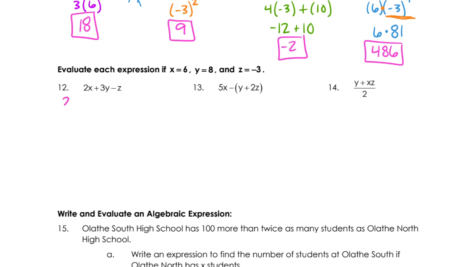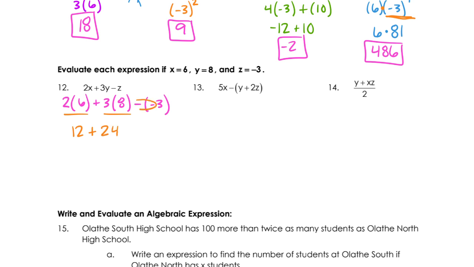So we have 2 times x, which would be 2 times 6, again in parentheses, plus 3 times y, which would be plus 3 in parentheses 8, and then minus z. So z gets its own parentheses, and it looks like this. First things first, I see 2 sets of multiplying. I can go ahead and do that at the same time. So 2 times 6 would be 12, plus 3 times 8 would be 24.